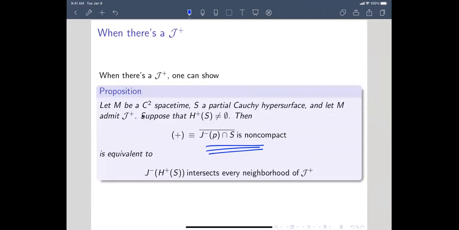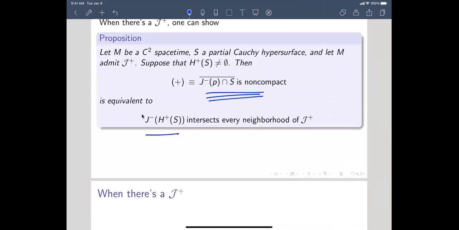And then you can ask the question, suppose I have a complete future scri. Suppose I have an event horizon. Everybody in this room agrees that that's about as close to a black hole as we can get, right? Event horizons, future null infinity. Suppose you have those in your spacetime. Then what would you need to be true for Wald's conjecture to be true? Namely that this guy is non-compact. This is what you would need. You would need that J minus of H plus of S intersects every neighborhood of scri plus.